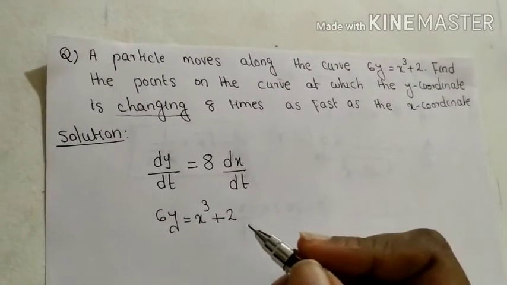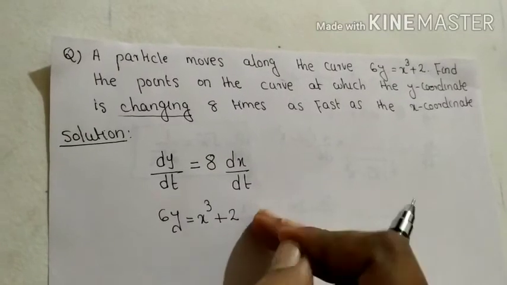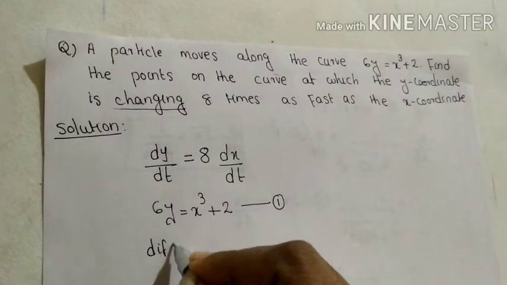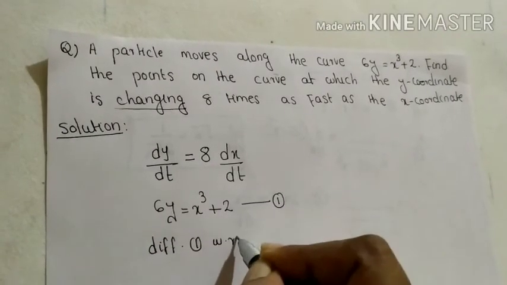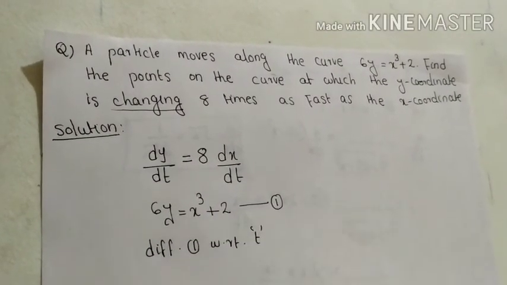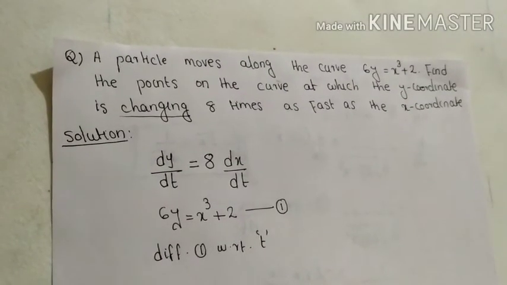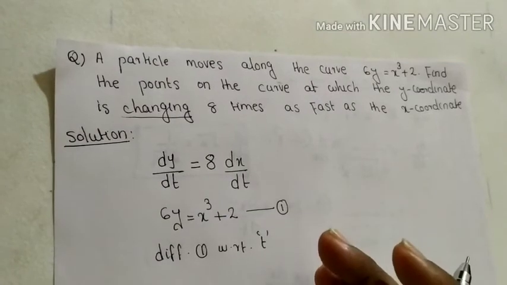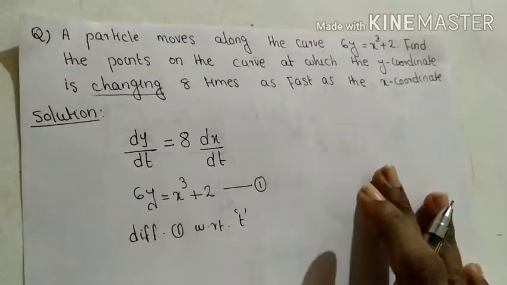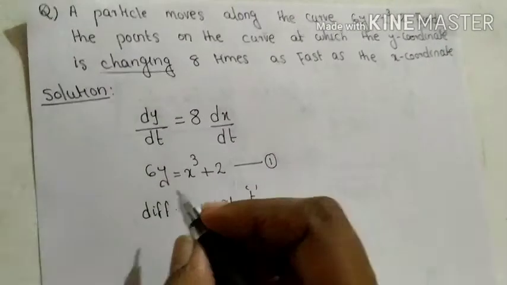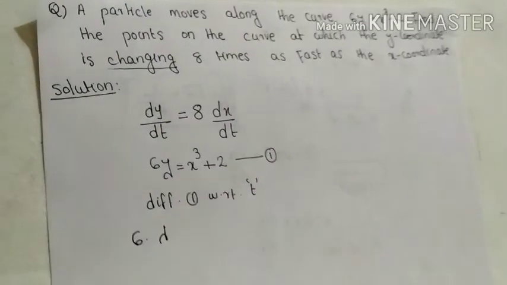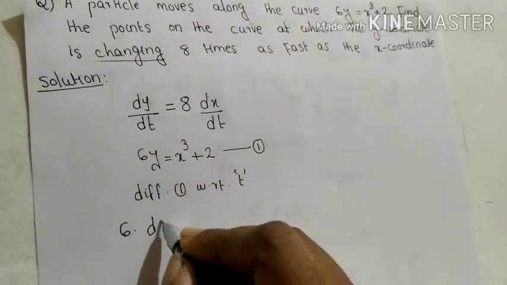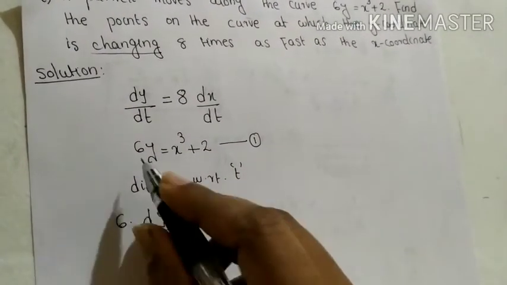Okay. So next we need to differentiate this equation number 1 with respect to t on both sides. By this we get the rate of change of position of the particle with respect to time is given by 6 into dy by dt. Here 6 is a constant.